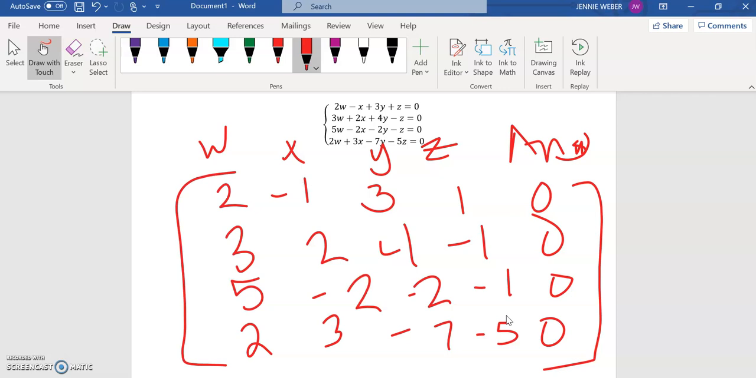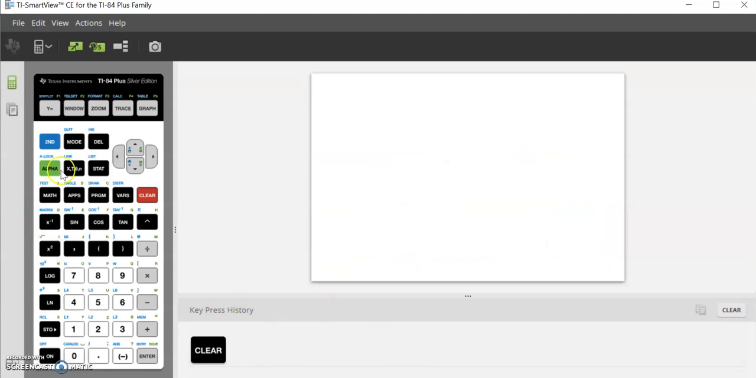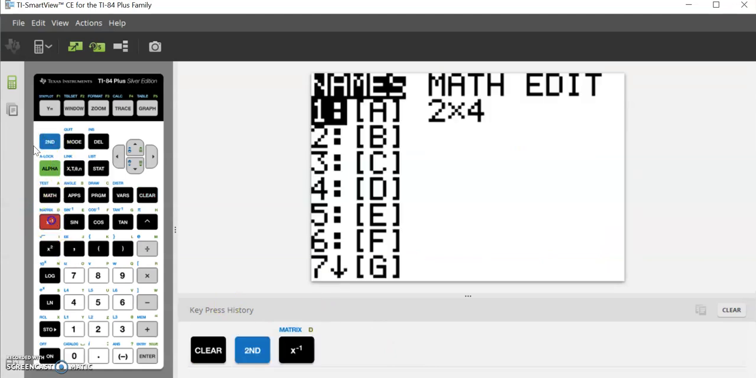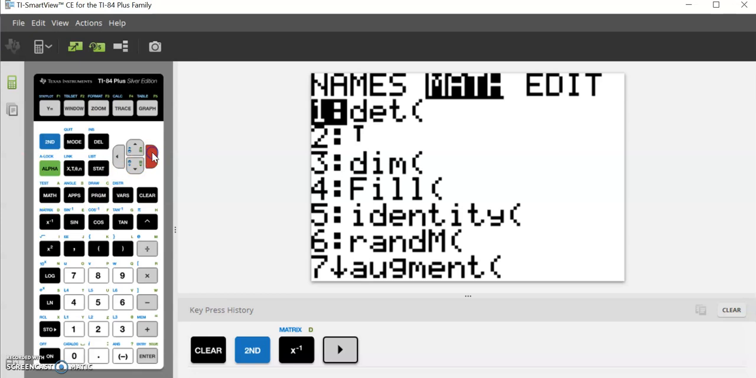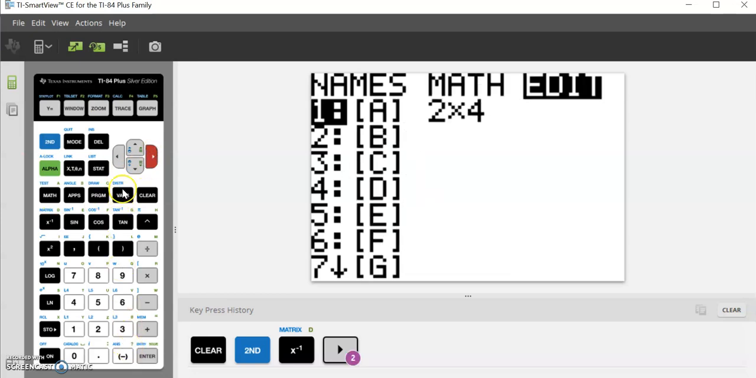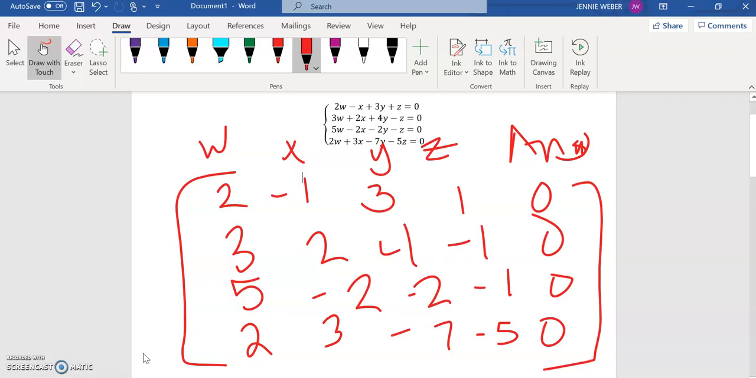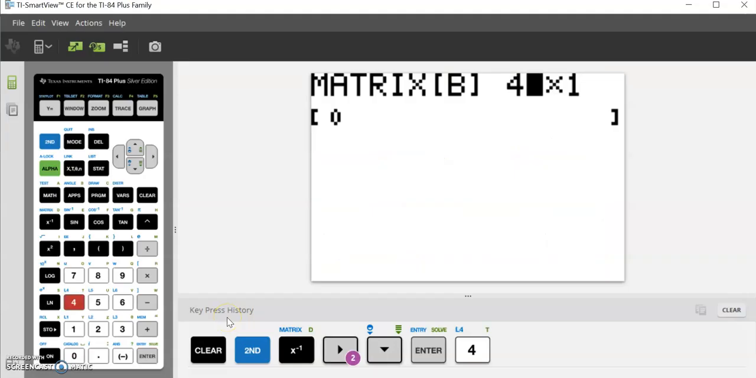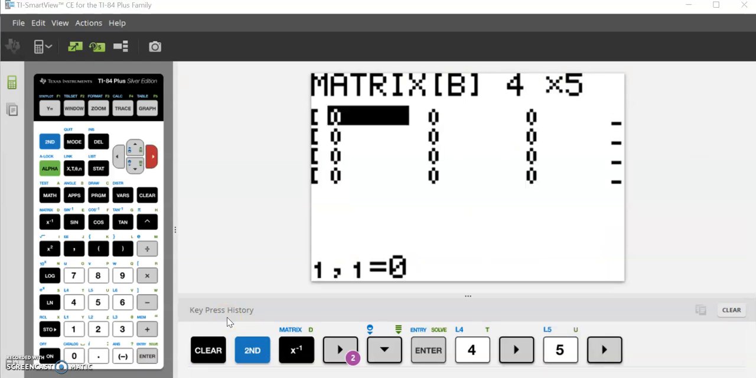Okay, so we're going to take our matrix, and I'm just dumping the cat on the floor because otherwise we're never going to get this in here. Okay, so I'm going to open up my matrix menu. So second, negative 1. I'm going to go over to edit. I'm going to pick B because I feel like being different. And I have a 4 by 5.